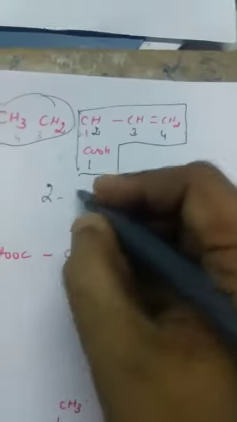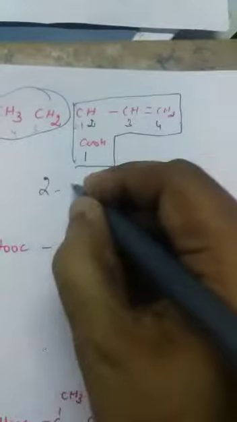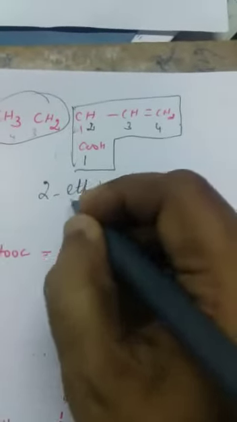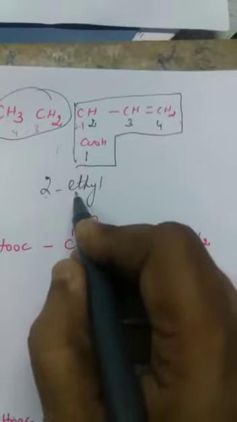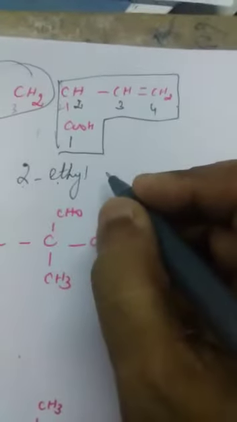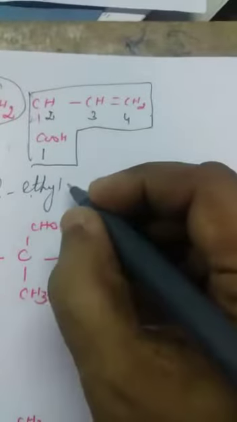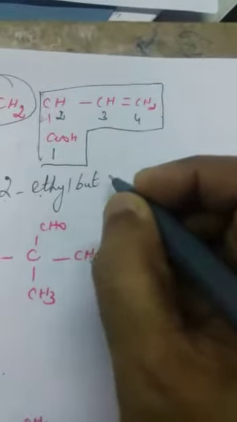Therefore you have to name this compound as follows. This is the side chain here, and the side chain is attached to the second carbon. Therefore 2, and it has 2 carbons, therefore 2-ethyl. You have to put a hyphen between the numerals and the alphabets. And next you have to write the parent chain, which is but.